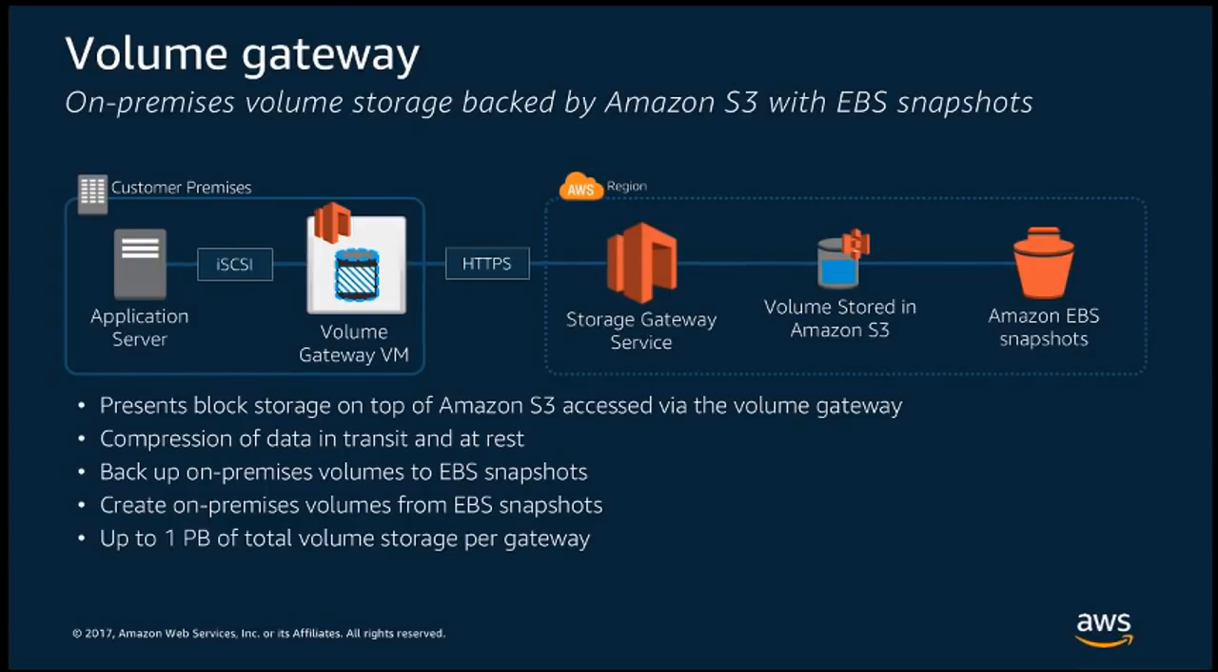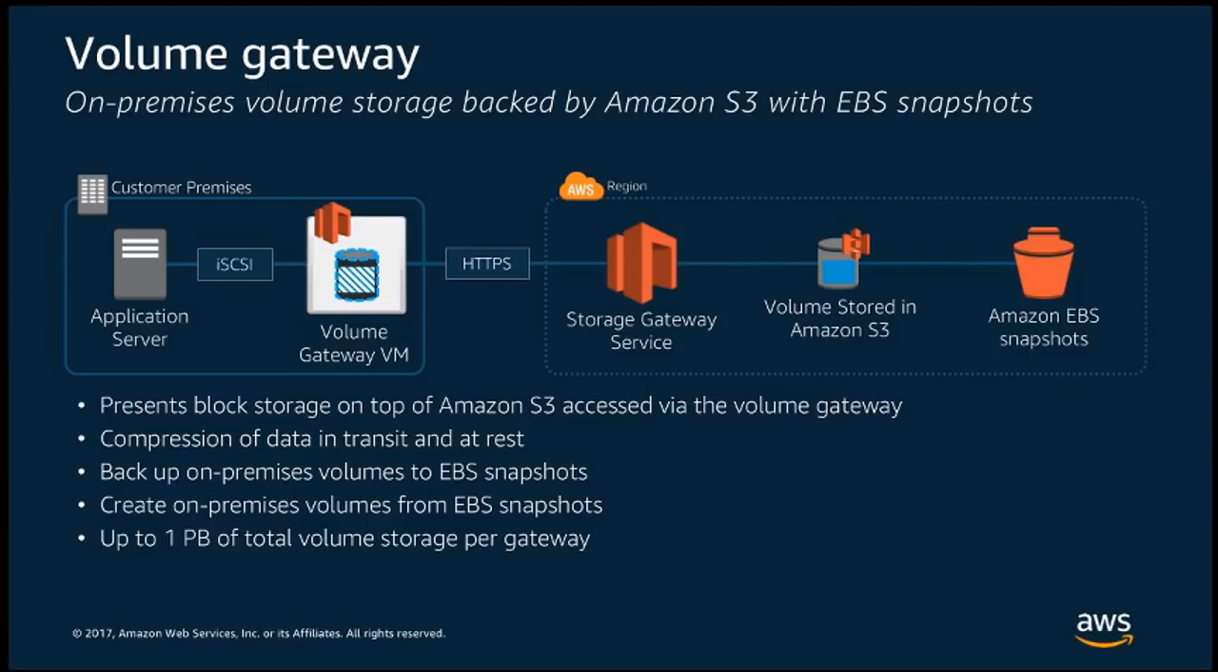So the next thing that we'll talk about is the volume gateway. And the volume gateway is volume storage presented over iSCSI. So you get an iSCSI LUN, just like if you had a SAN or storage array that supports iSCSI in your data center today. And all of the data that you write, all that block data, is going to be stored in the storage gateway service. Just like with tape, it's compressed and encrypted and then sent over an encrypted connection. It's stored in S3, and here you can take snapshots using the EBS snapshot service.